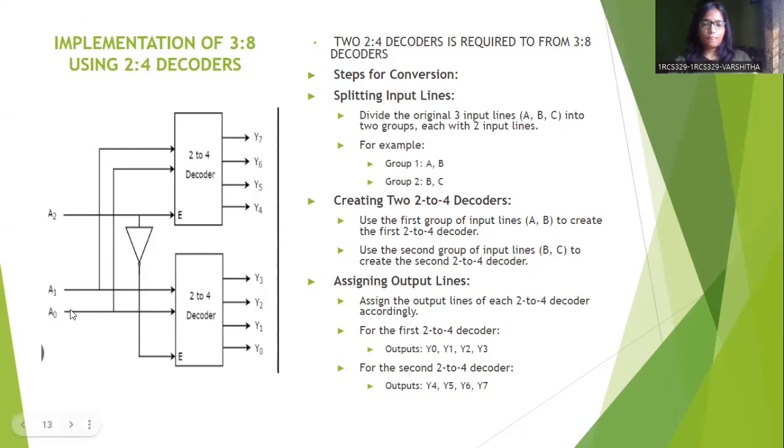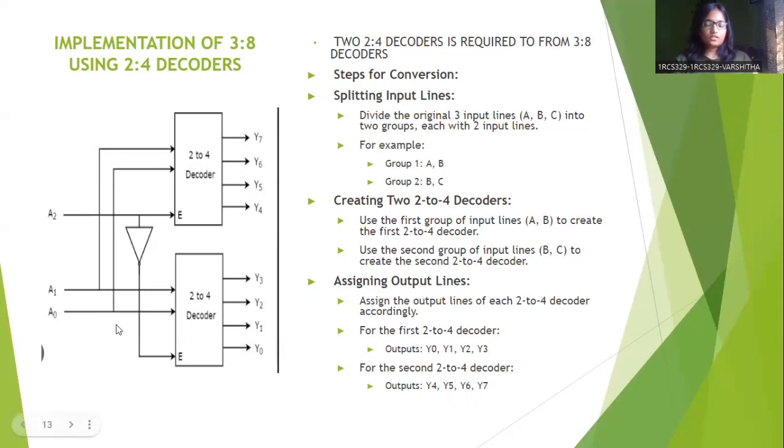Then, creating the 2 to 4 decoders. Use the first group of input signals to create the first 2 to 4 decoder as I have shown here. Use the second group of input lines to create the second 2 to 4 decoder as shown here. Assigning output lines: for A0 and A1, Y0 to Y3 are the output signals. For B and C, Y4, Y5, Y6, Y7 are the output signals.